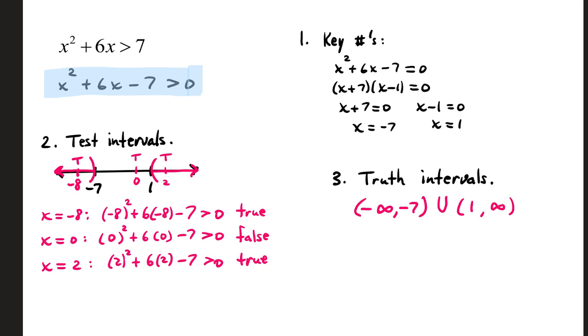The solution is the union of those two separate intervals, and that's what this union symbol is for. Our overall solution is the union of the first and third interval of numbers.